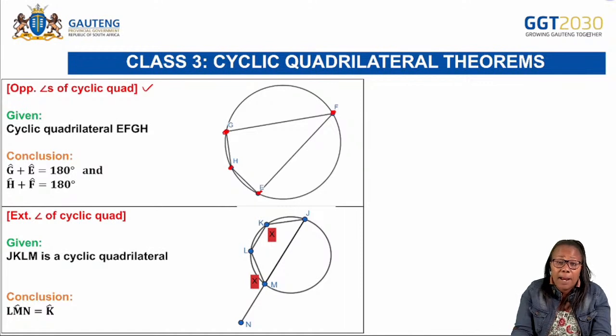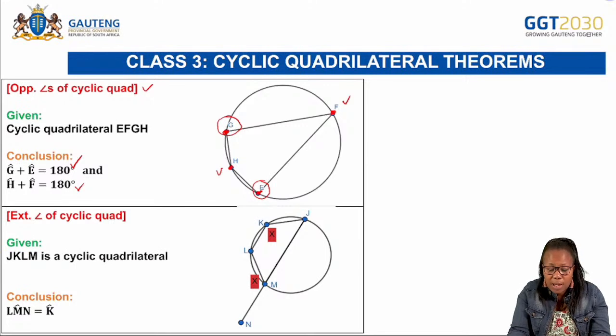You can now apply the theorem: opposite angles of a cyclic quad are supplementary. Which angles are opposite now? We have angle G, which is opposite angle E there. If we add these two, they must give us 180. Or you can take angle H plus angle F. They must also give you 180. That is the application of that particular theorem.